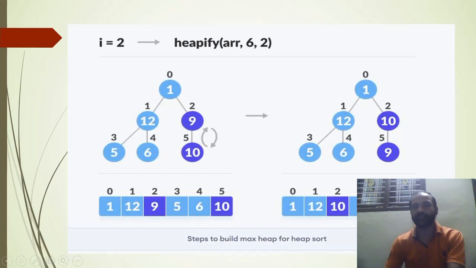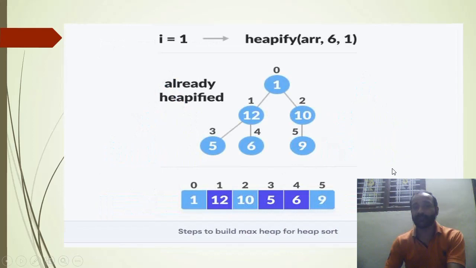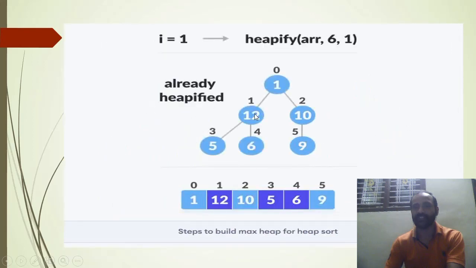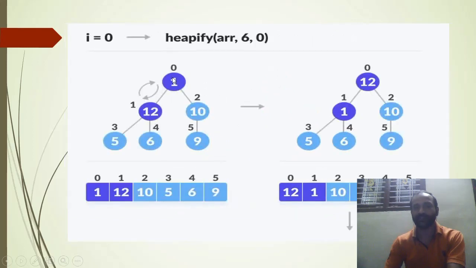After that, the loop moves from 2 to 1. This side is already heapified, so we move to the next index, that is 1. At index 1, the left subtree is already heapified, so we move to the 0th position. Now at the 0th position, we compare the current element with the left and right child, and whichever is the largest should be the root. Here 1 is the root element, which is the minimum compared to 12 and 10.